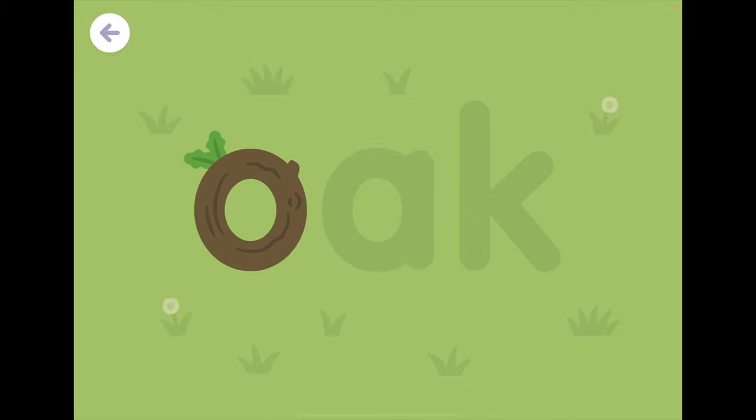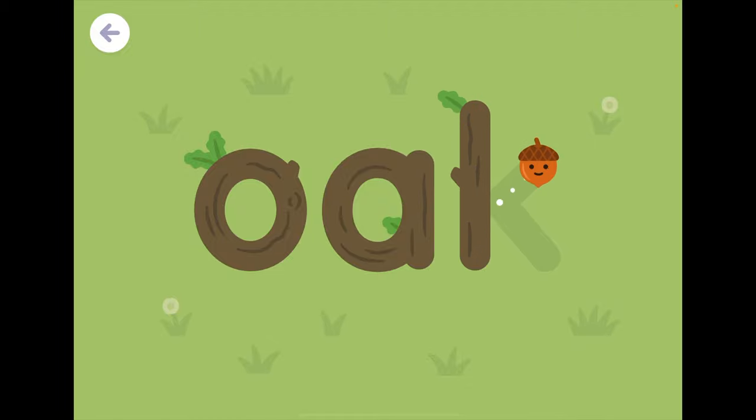This word is the word oak. O. The O sound at the beginning of this word is a combination of the O and the A. Oak. A. O-A-K. Oak, like an oak tree. And here's the K. This will finish the word oak. K. Oak.